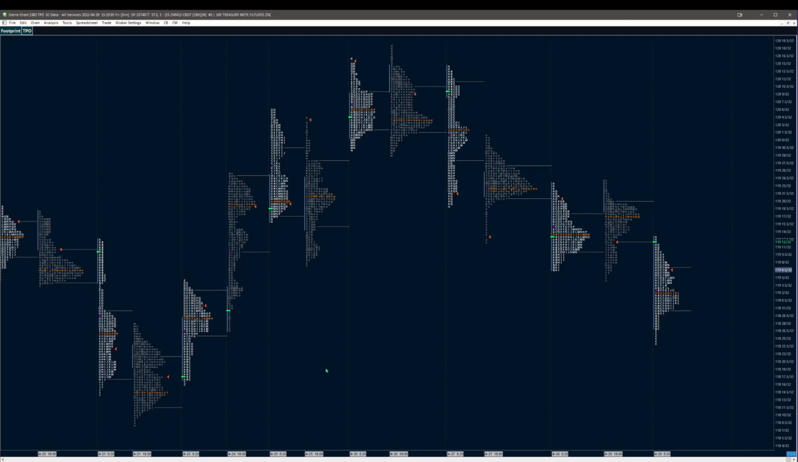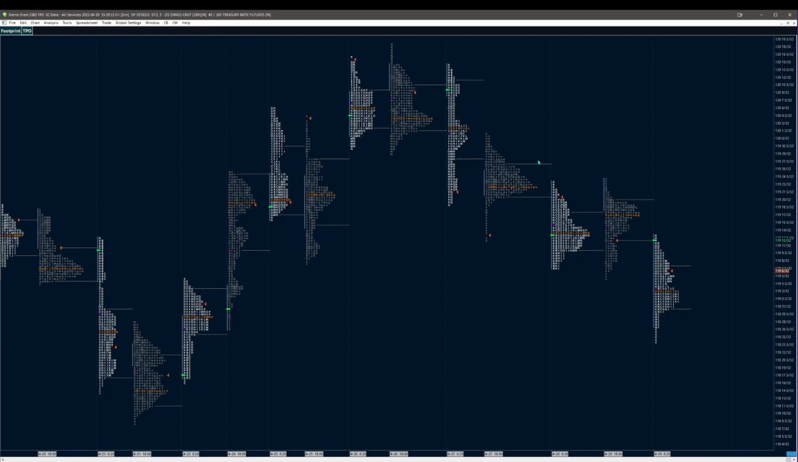I want to let you guys know the importance of the overnight is that you want to have it separated from your regular trading hour profile. The regular trading hour is based in the pit session times of your instruments. In this case, I'm going to be using the ZN or the 10-year note contract. The pit times would be 8:20 a.m. Eastern Standard Time.